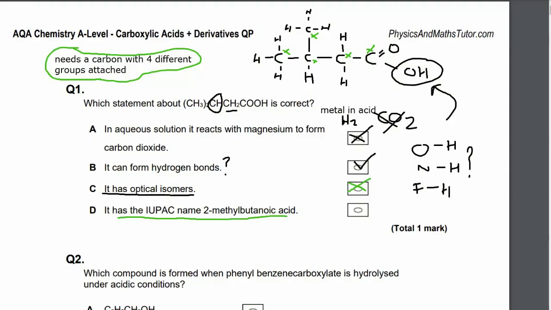IUPAC name, is this 2-methyl butanoic acid? Let's check it out. Okay, well, you can see here the main chain has four carbons in, but actually we don't number it that way. We're going to number with the carboxylic acid functional group as carbon number 1. So this is actually going to be 3-methyl butanoic acid. So this is not the correct name. 2-methyl butanoic acid is not the correct name. This is 3-methyl butanoic acid.